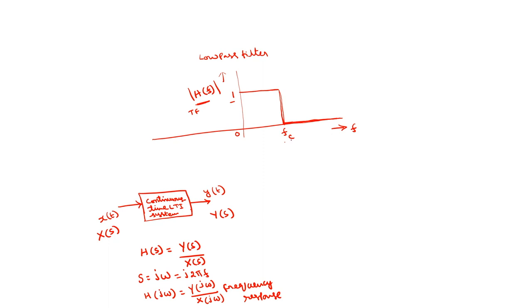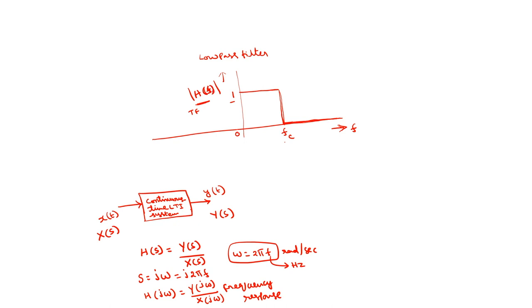So we can alternatively write this as a function of f instead of omega. The relation is omega is equal to 2 pi f. We are familiar with this f, which is expressed in hertz, and omega is in radians per second. So that 2 pi scaling factor will be there. Here this can be H of omega or H of f.